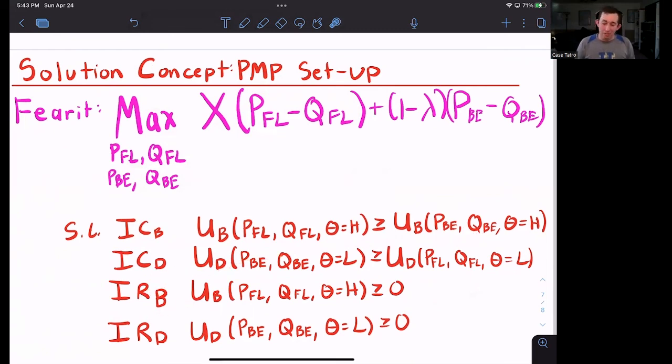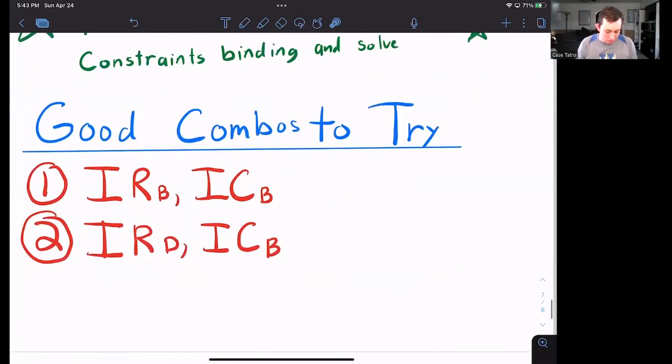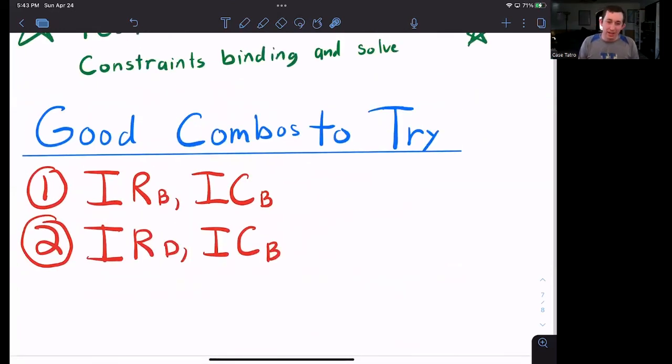The way you solve this problem, and the reason we're not going to do it in this video, is because you basically test different combinations of these constraints binding, and you see which one yields different results. Now, that is a lot, but there are some that you can start with that are generally good to do. So generally, it's good to check that the individual rationality constraint of Bill binds, which means he just barely chooses to fly, and the incentive compatibility constraint of Bill as well. So you make it so that Bill just flies and Bill just barely chooses that Fly Levers ticket. You can also check that same thing for Dave. There are other combinations that you should check as well, but those are some good ones if you're in a pinch.